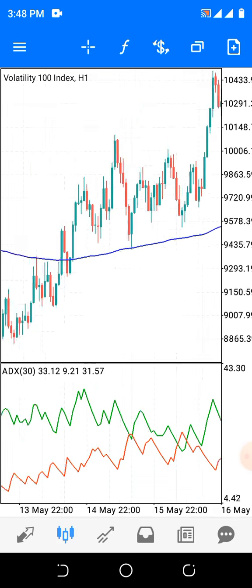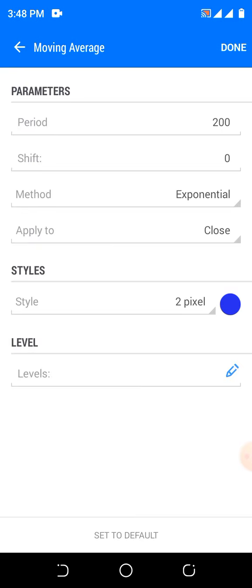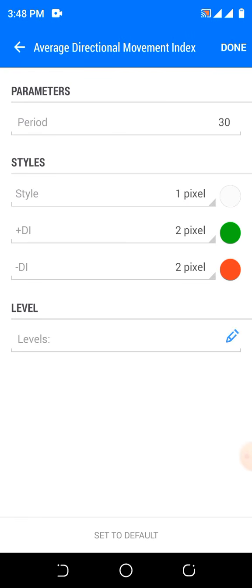So let me show you the settings. The first indicator is the moving average. Period is 200. Method exponential. Apply to close. The second indicator is ADS. The period is that style. The color of the style should be the same as the background color of your screen.